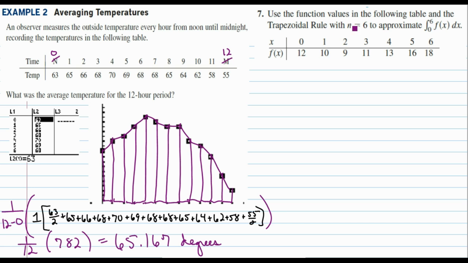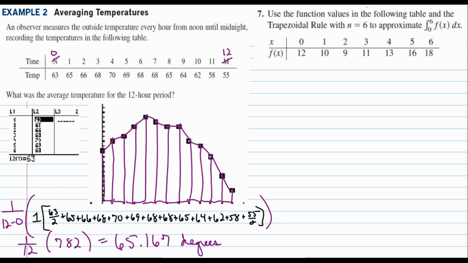I'm going to use the function's values with the appropriate table in the trapezoidal rule with n equals 6 to just approximate the signed area from 0 to 6 of f of x dx. So I'm not finding the average value like I was in example 2, I'm just finding the area under these data points.